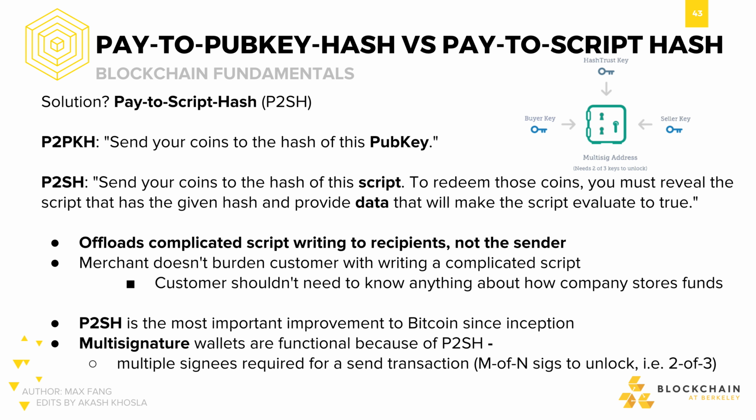So the solution is to use a pay to script hash for these much more complicated scenarios like multisig. Pay to pub key hash is basically send your coins to the hash of this public key. Pay to script hash says send your coins to the hash of the script. It's basically an abstraction layer. By sending something to a script, the script takes care of all the complicated things it might need to send to. If you want to send to multiple addresses, send to multiple public keys, split it up, maybe even mix it, something like that. Basically, you send it to your script, and that's a huge abstraction because you just send it to the hash, and that's how you locate it.